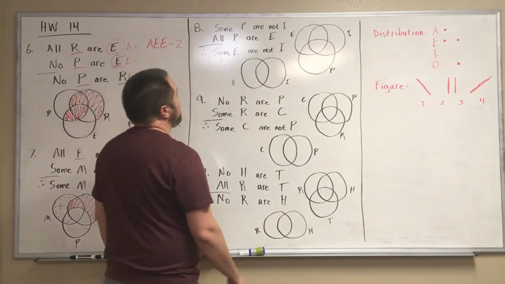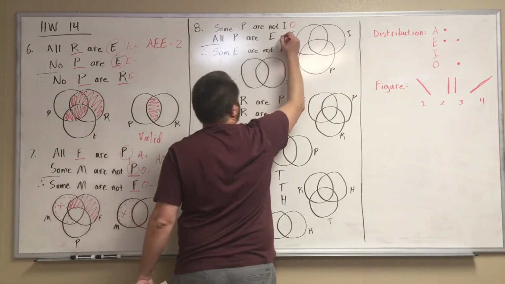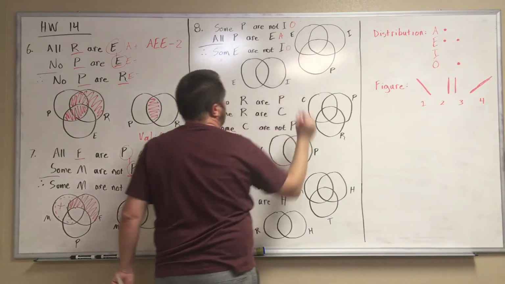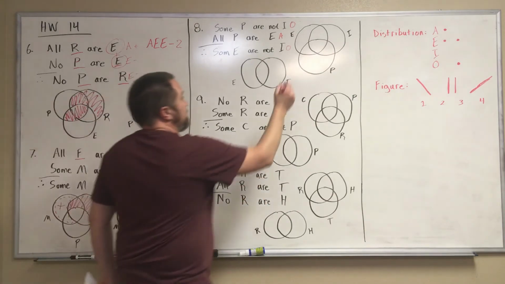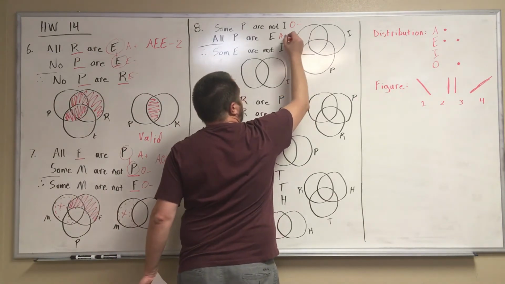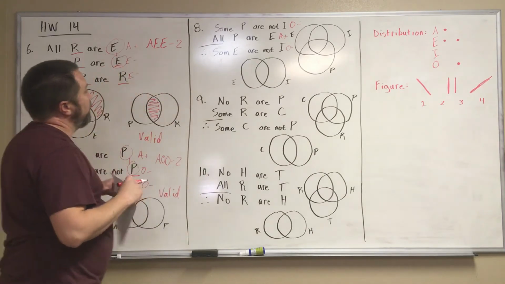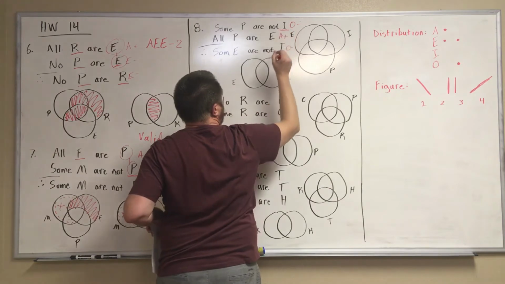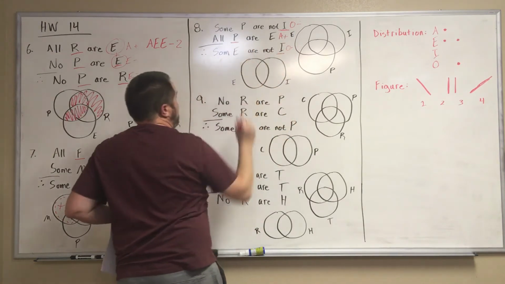Number 8, some P are not I, it's an O statement. All P are E, it's an A statement. Some E are not I, it's an O statement. So we have negative, affirmative, negative. O statements, predicate is distributed. A statements, subject is distributed.